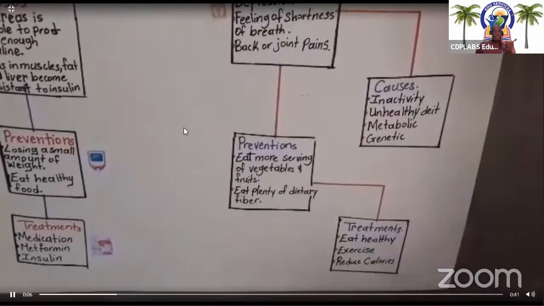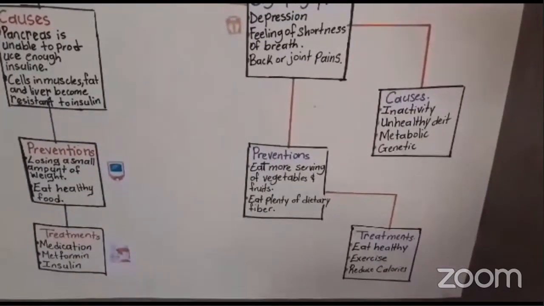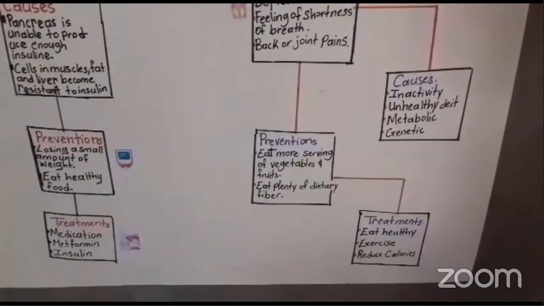We can prevent obesity by eating more servings of vegetables and fruits. Yeah, man, eat up your fruit and your vegetables.